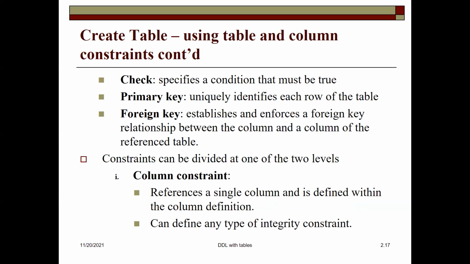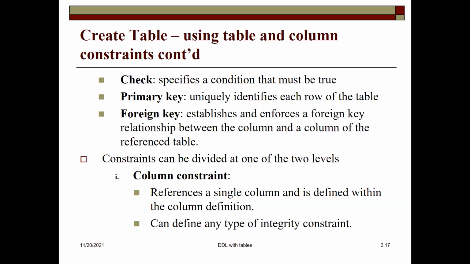Creating the table using table and column constraints. So there is also a check. This one tries to specify and check whether a particular condition is true. The check constraint is an optional constraint, but it's like a validation rule or condition that just tries to check whether the structure that you have created does meet a particular condition. Is it true or not true?